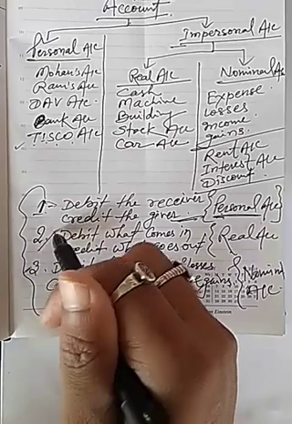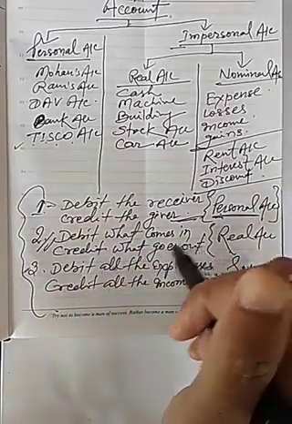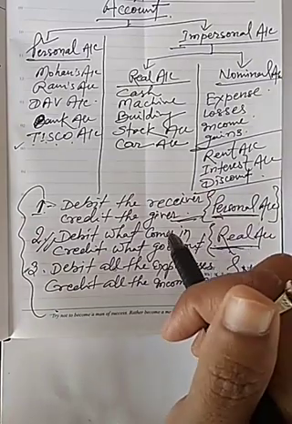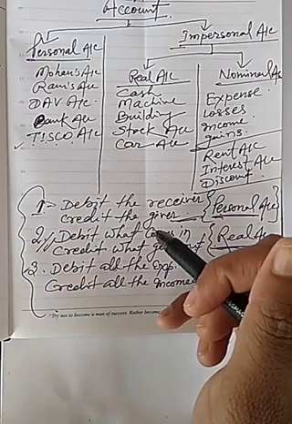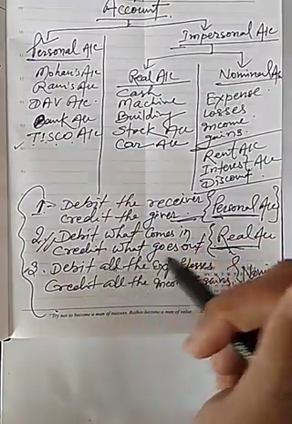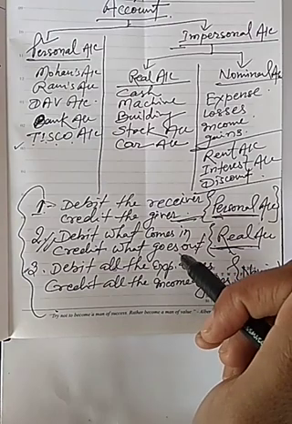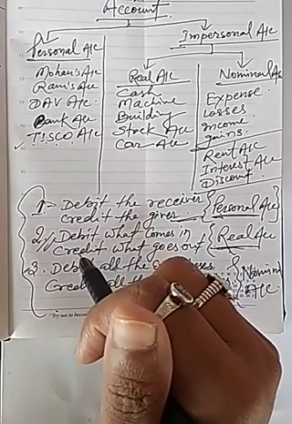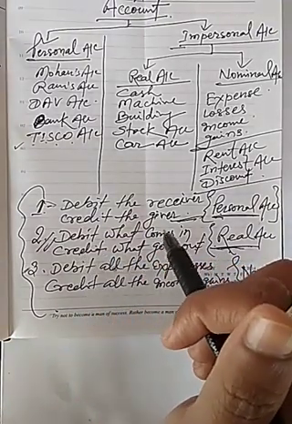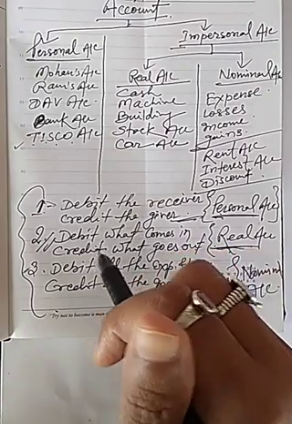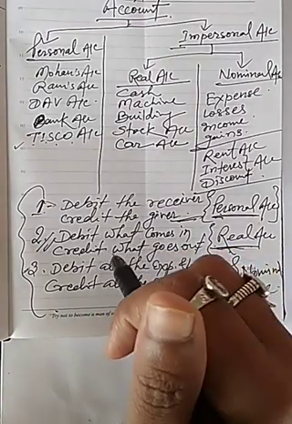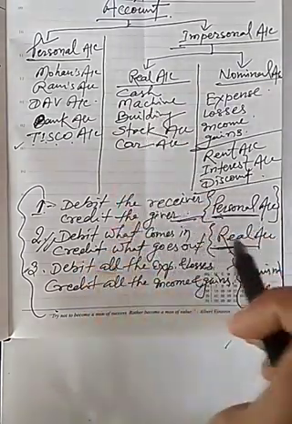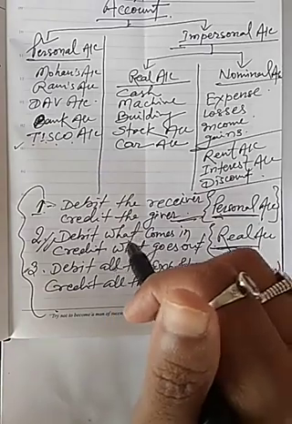Now second is debit what comes in, credit what goes out, which is the real account. It means when any asset comes into the business it will be debited, and when any asset goes out of the business it will be credited. Assets of the business are related to real account, so this rule is related to real account.